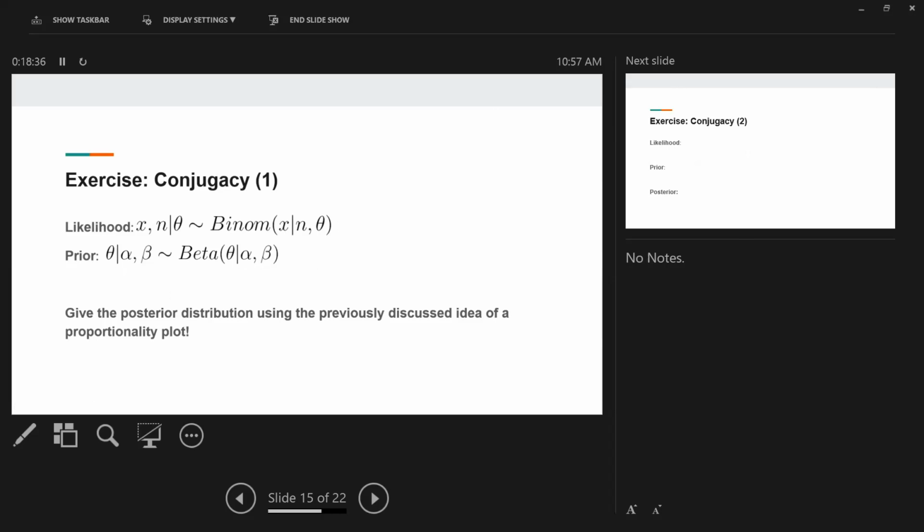Okay. So we have this likelihood and this prior, binomial and beta, and I want you to write down the posterior distribution using the idea of proportionality, which I mentioned during the conjugacy slide. So you only need the posterior, not the marginal likelihood yet. Does everybody have paper?